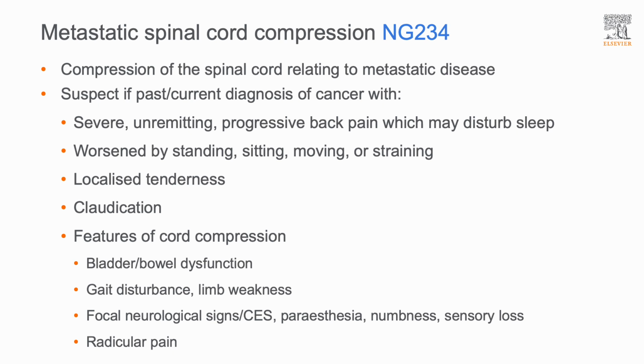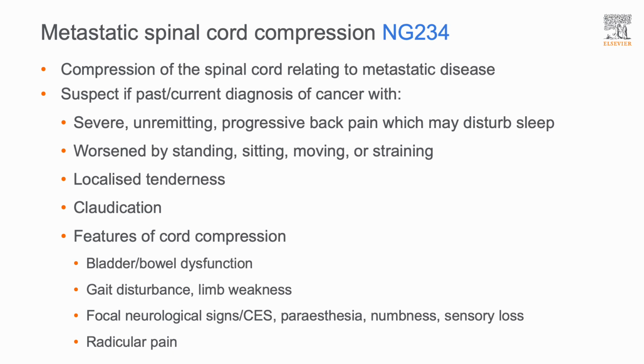to metastatic disease. It should be suspected in any patients with a history of past or current diagnosis of cancer, with severe unremitting progressive back pain which may disturb sleep, pain worsened by standing, sitting, moving or straining, localized spinal tenderness, claudication in the lower limbs, and any features of cord compression, including bladder or bowel dysfunction, gait disturbance, limb weakness, focal neurological signs or features of cauda equina syndrome, including loss or reduction of sensation below the affected spinal cord level, bilateral paralysis below the affected level, lower limb hyperreflexia, positive Babinski, ataxia, and any sphincter dysfunction with urinary or bowel urgency, retention or incontinence.